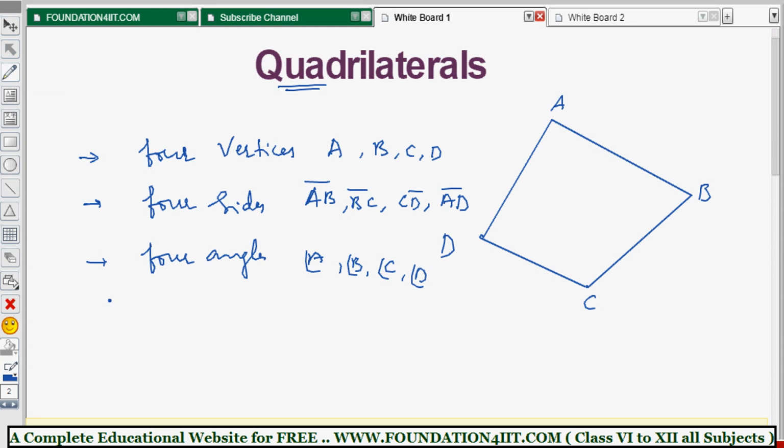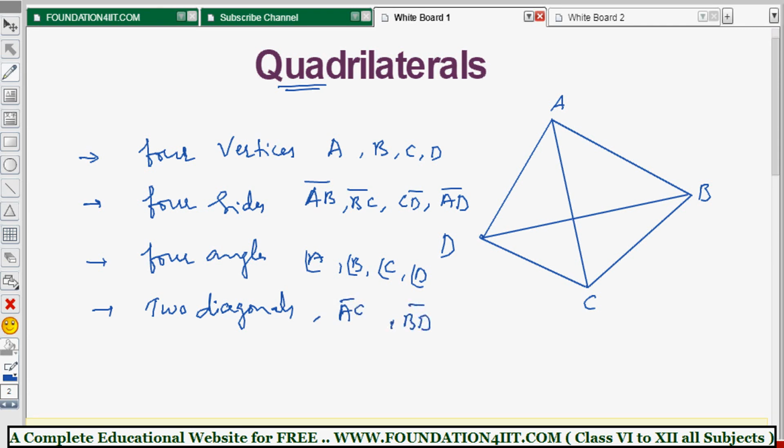And 2 diagonals. If you observe here, there are 2 diagonals. Diagonals mean joining opposite vertices with a line segment. Now I may join A to C and D to B. So the two diagonals are AC and BD. The two diagonals intersect at one point. In any quadrilateral, if you join the two pairs of opposite vertices, the two line segments will meet at one point. This is brief information about quadrilaterals.